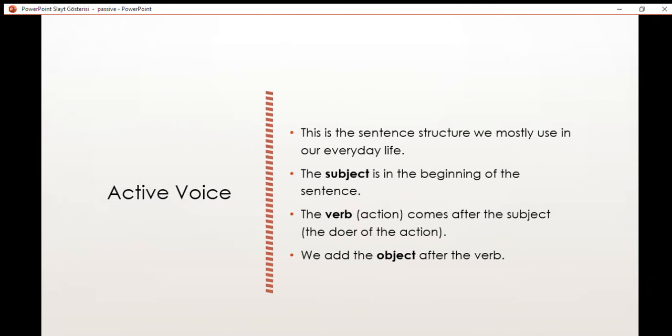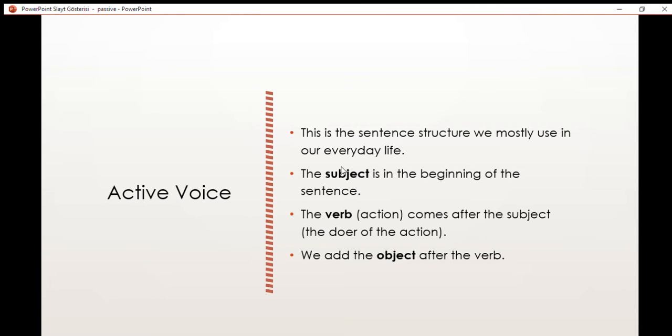Let's start with active voice. What is active voice? Active voice is the sentence structure we mostly use in our everyday life. In active sentences, we have the subject in the beginning, verb after the subject, and then at the end we have the object.